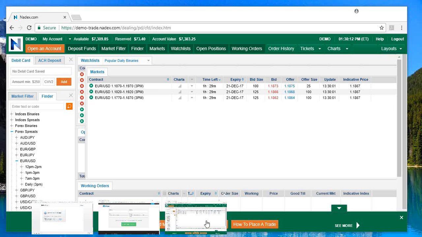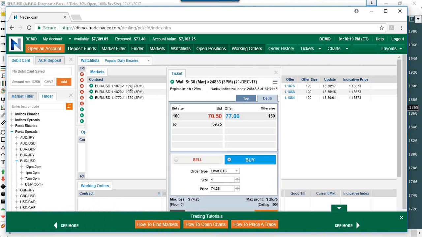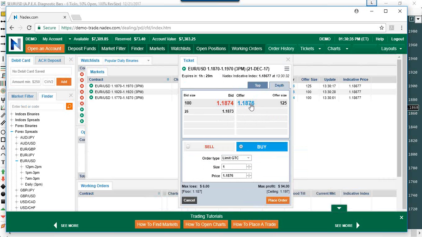Let's take a look at that. So this spread right here, 1870 to 1970. Let's click it. Where can I buy it right now? I can buy it at what? 1876. Okay, so if I'm buying at 1876 and the floor is at 1870, that's only 6 pips difference, right? So what's the most I can lose on that trade? What's my maximum loss, my maximum risk in this trade? $6, right? Everybody get that?